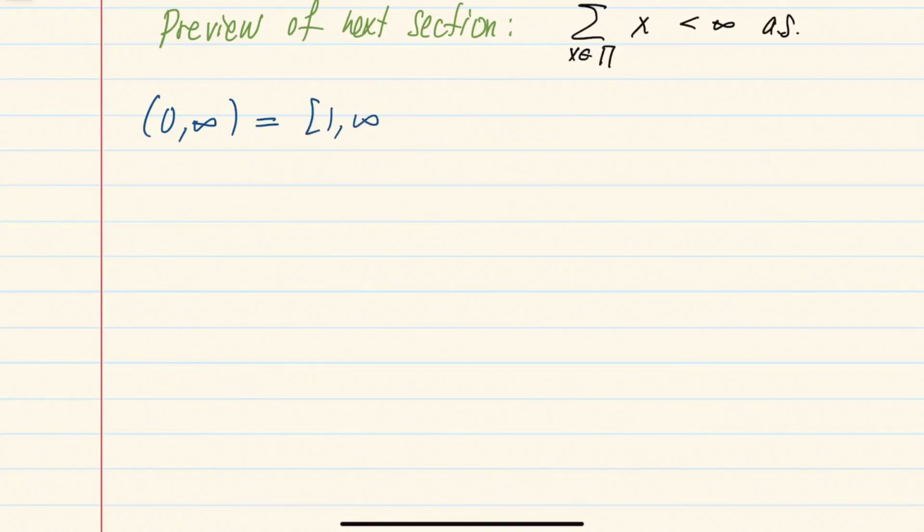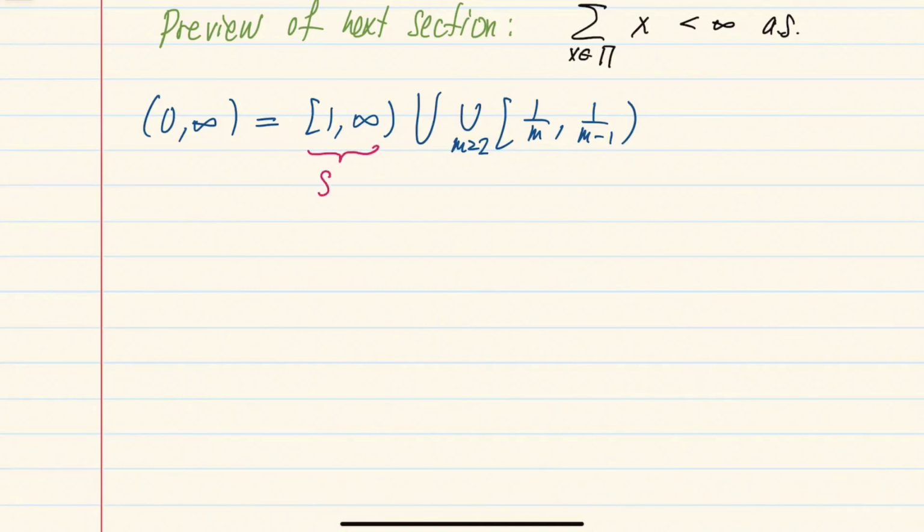So from 1 to infinity will be one piece, and then we'll take a union where we split the interval from 0 to 1 into intervals of the form 1 over m, 1 over m minus 1, starting from 2. So 1/2 to 1, 1/3 to 1/2, and so on. So let's denote the first set as S1, and these sets here let's denote by Sm, from m starting from 2.